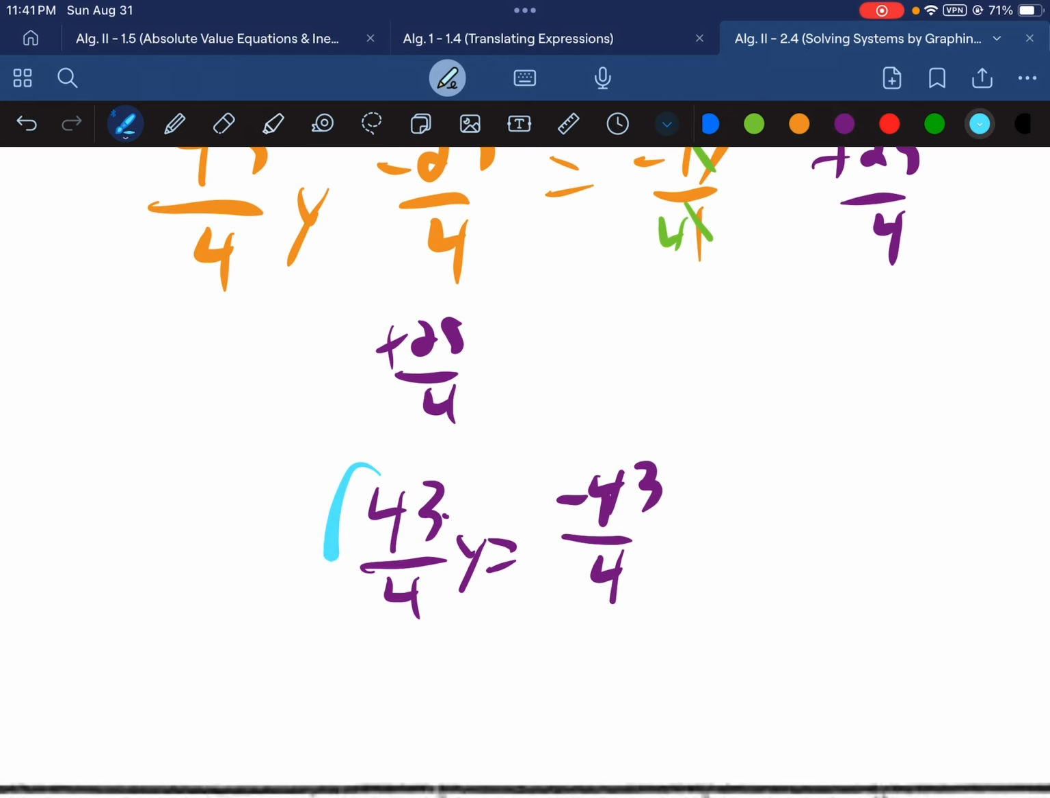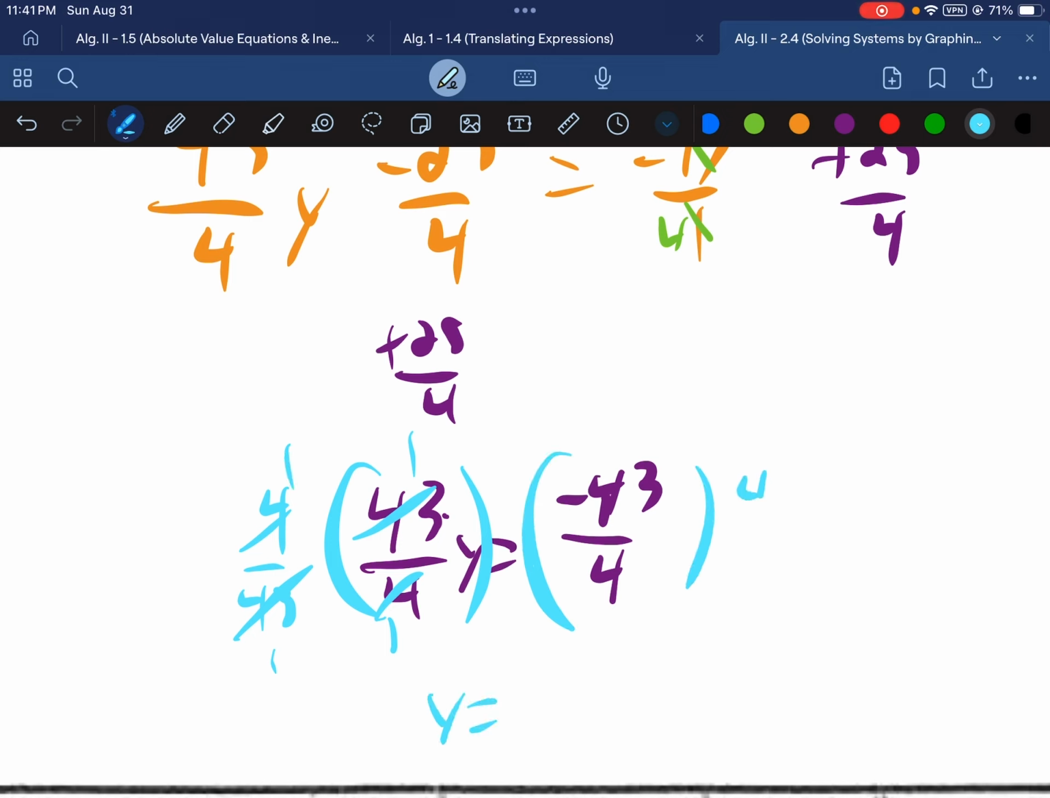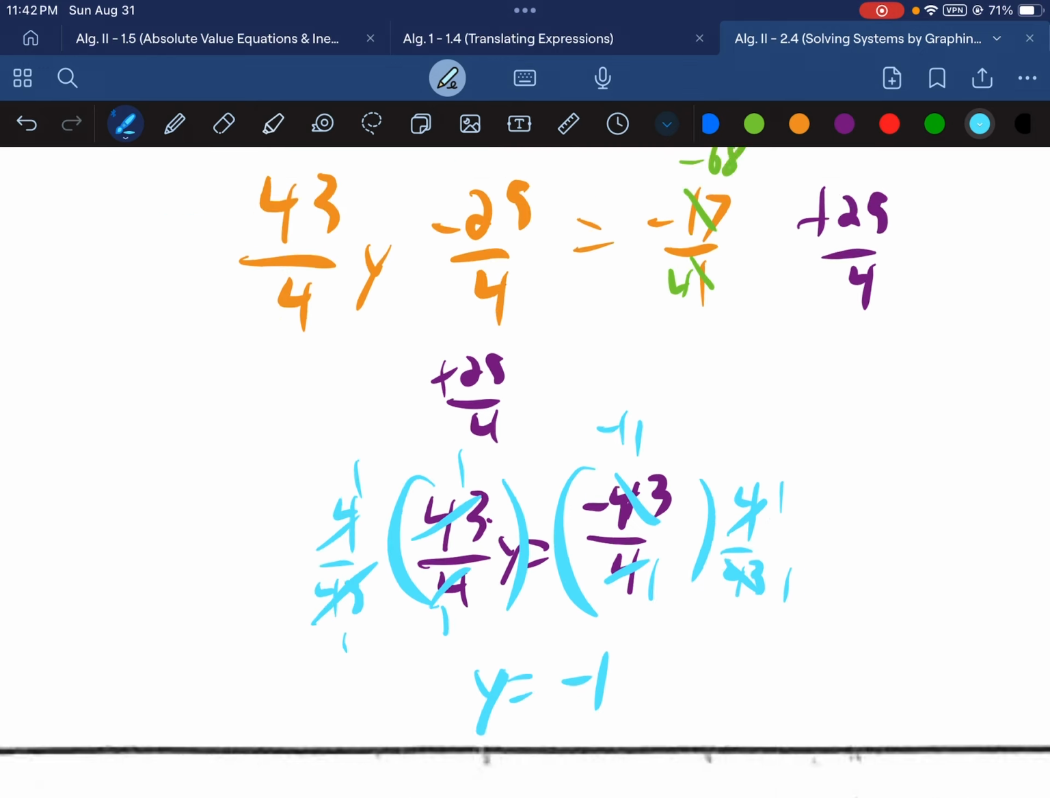And so now as I multiply by the reciprocal to undo the multiplication of this fraction, 4 over 43, the 43's reduce, the 4's reduce just how I wanted it to, and I get y. I do the same thing to the other side, 4 over 43. Once again, the 4's reduce, the 43's reduce, but this time you're left with a negative 1 on the top left. And so we get y equals negative 1 as our y value.